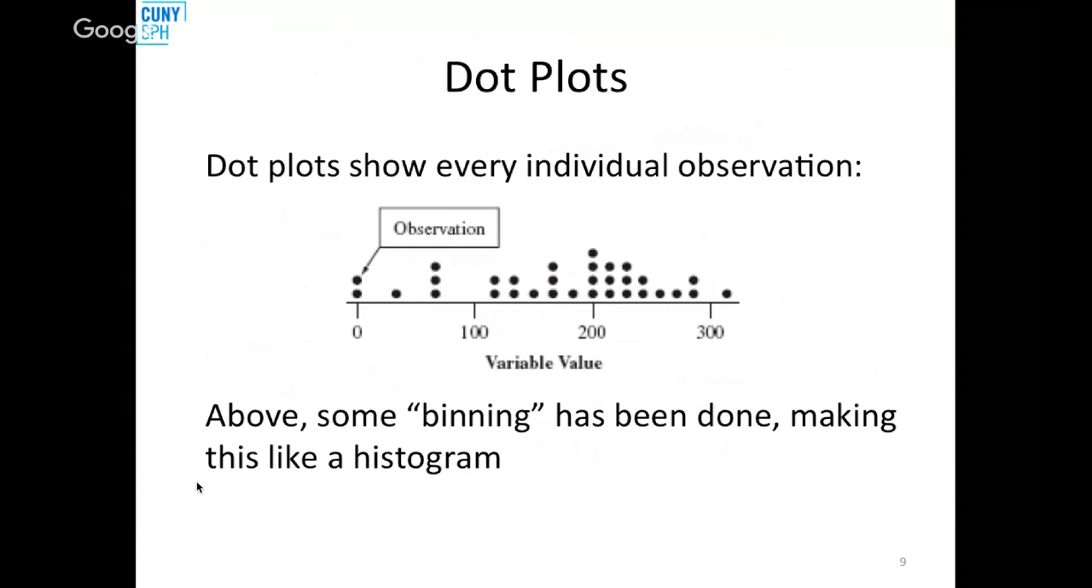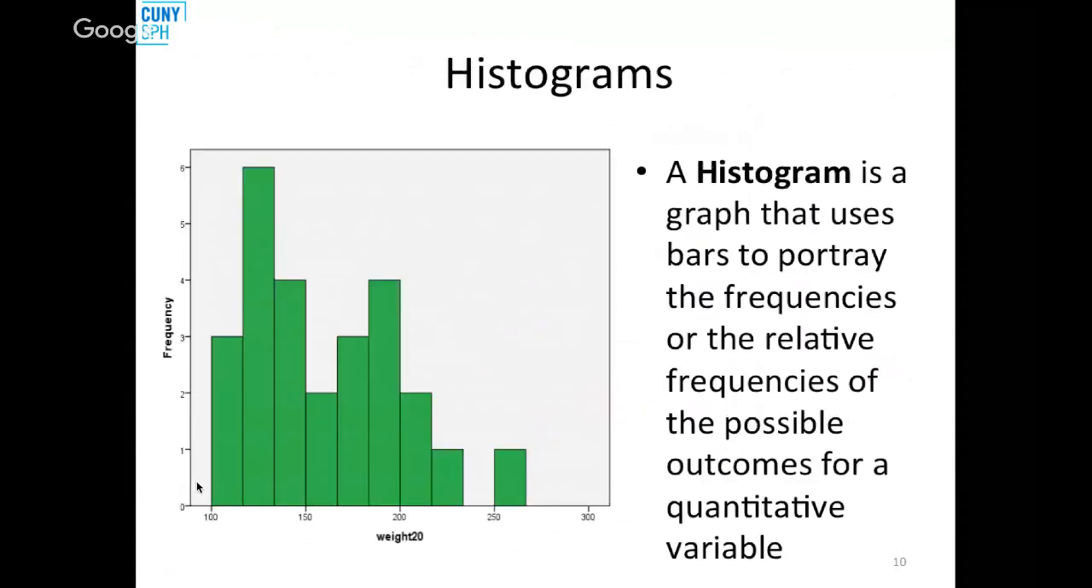So out of those three, the dot plot shows the most detailed information. It's the least amount of summarization because you see every single data point. And a nice way to make these is they're actually like a histogram. So this is really a histogram, but showing individual data points.